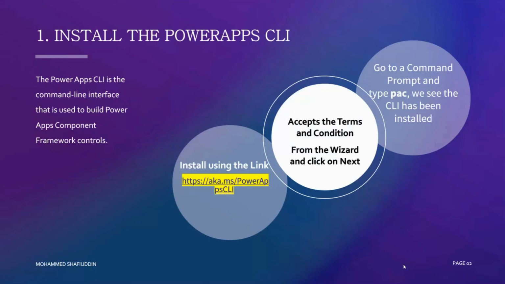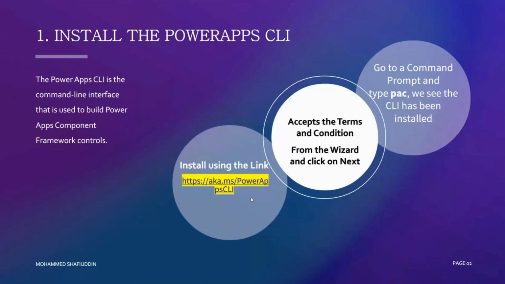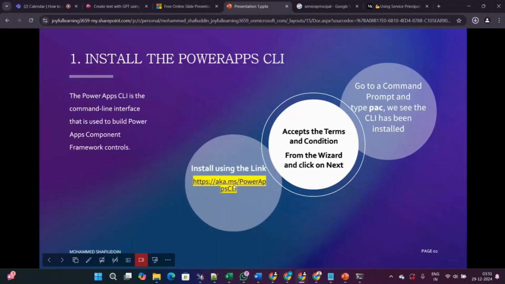Okay, we need to install the Power Apps CLI commands. There are multiple ways to install them. CLI stands for command line interface. Microsoft has given one URL for the CLI, which you can see here: aka.ms/PowerAppsCLI. By using this URL, you can easily install it. Once you click on this, it will automatically download to your laptop.